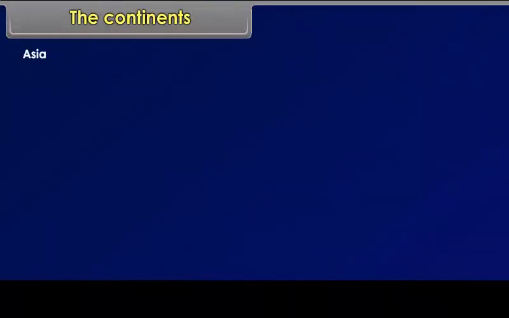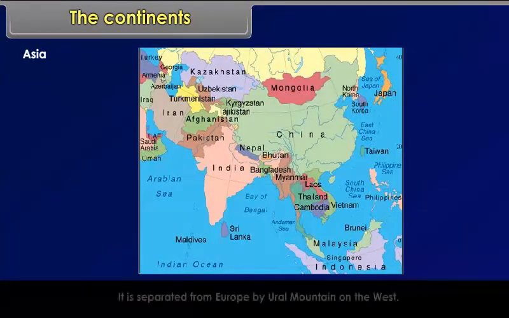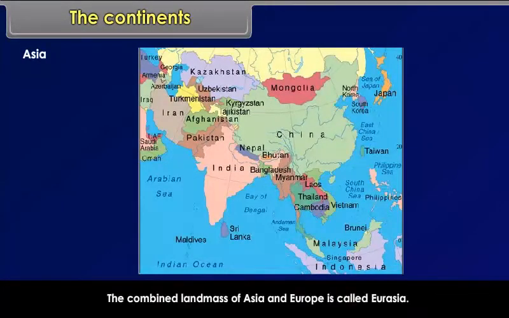Asia. Asia is the largest continent. It covers about 1/3 of the total land area of the Earth. Asia lies in the Eastern Hemisphere. It is separated from Europe by Ural Mountain on the west. The combined land mass of Asia and Europe is called Eurasia.